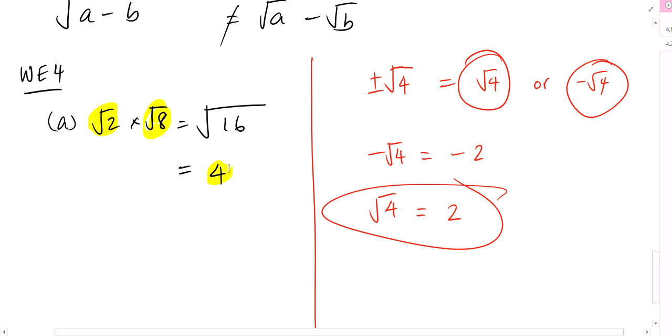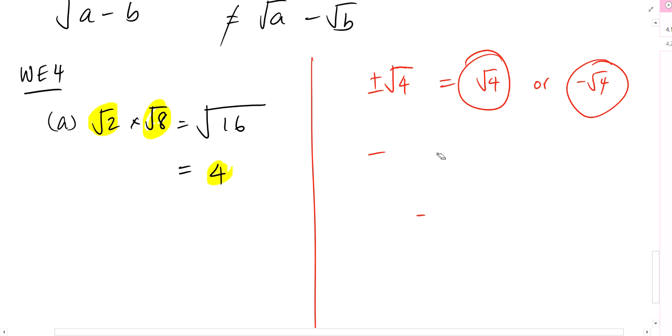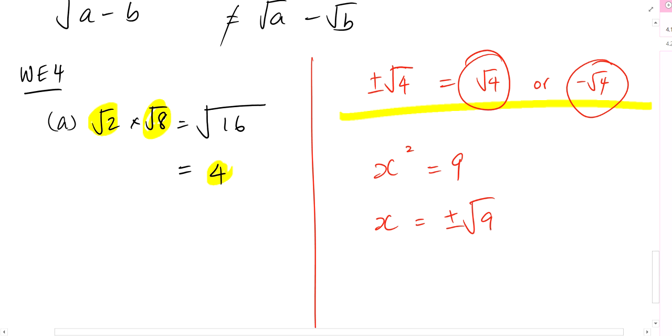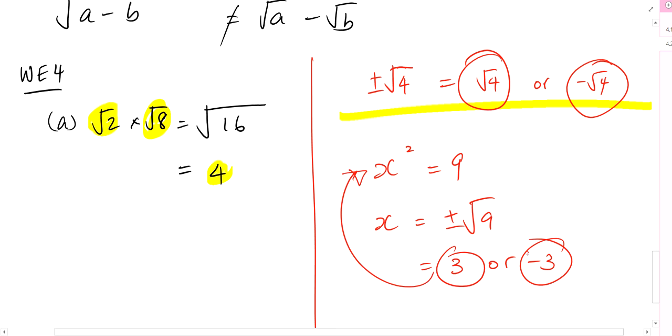When is it that there will be a plus minus? When you get questions such as this. Okay, x squared equals to 9. When you are asked to solve for x, what do you do? X equals to plus minus square root 9. Why is it that I put plus minus over here? Okay, x is the unknown. We see that when I have positive 3 or negative 3, when I substitute them back into my x squared, I still get positive 9.